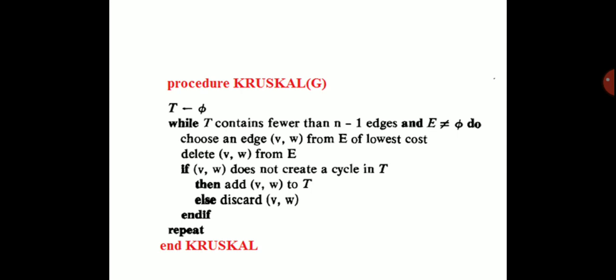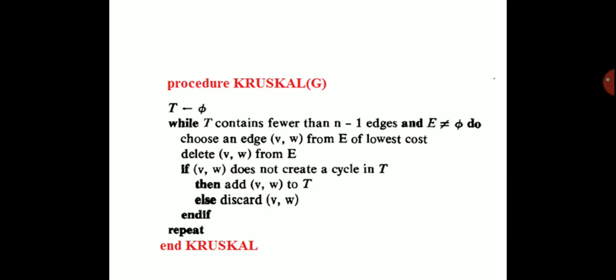The second thing we are going to do is check if the particular edge V W forms a cycle. It should not create a cycle. When it creates a cycle, that edge should be dropped. If V comma W does not create a cycle in T, then add V comma W to T. What is capital T? T is the set of edges of the spanning tree. Or else discard V comma W.